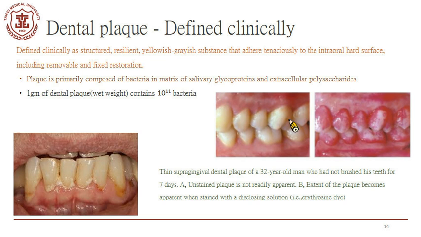But of course, we will be dentists, and we also need to know how it looks clinically. Defined clinically, it is a structured, resilient, yellowish-grayish substance that adheres tenaciously to the intraoral hard surface, including removable and fixed restorations. Sometimes it will have these colors, but the key part is that it adheres tenaciously. If you just let it be there, the attachment these bacteria get to the surface is really difficult to remove. It's impossible to remove it with a toothbrush.